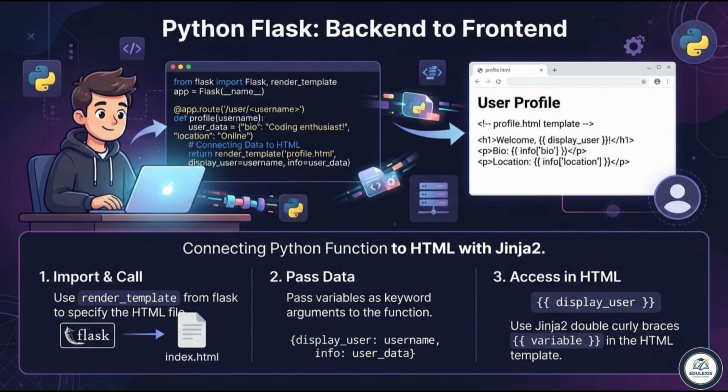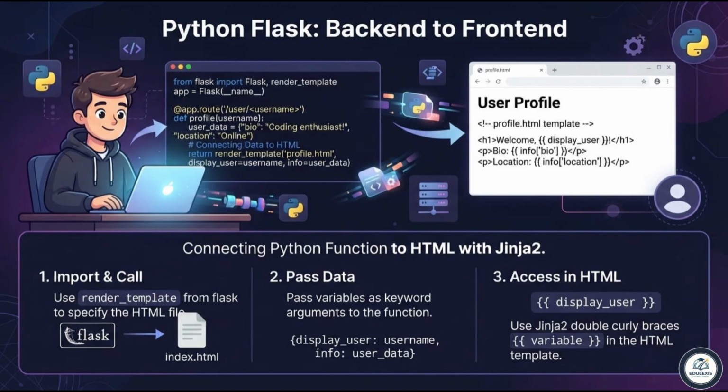How do we connect our Python function to an HTML file? We use the render_template function from the Flask module. When you call render_template('index.html'), Flask automatically looks in your templates directory for that file, processes it, and returns the resulting HTML to the browser. But wait, how do we pass data to the template?